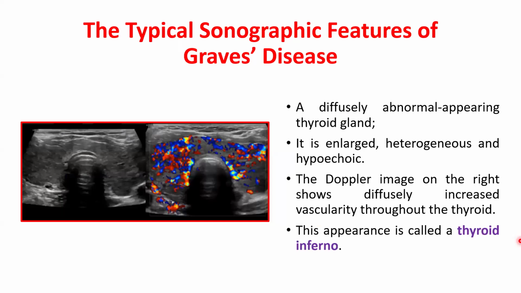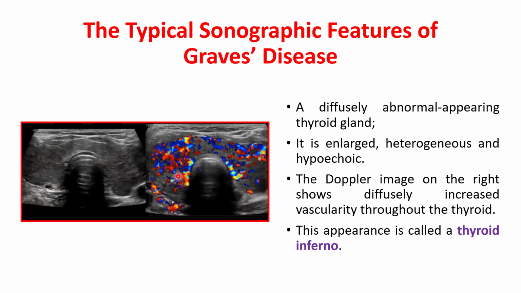Now, the typical sonographic features in Graves' disease are the following. Like you see here, a diffusely enlarged thyroid gland. You see the isthmus is thickened, so are the right and the left thyroid lobes. And it is heterogeneous and hypoechoic. It appears more black than the normal thyroid, right?